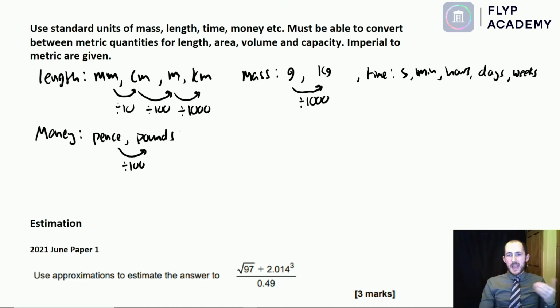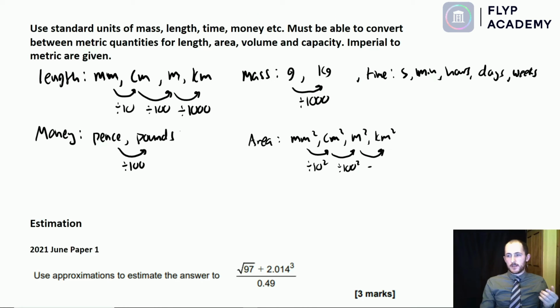You should also know that for area, so for example, with millimeters squared, instead of dividing by 10, you're dividing by 10 squared. Instead of dividing by 100, you're dividing by 100 squared. And dividing by 1,000 squared. And the reason for that is because of this squared here.